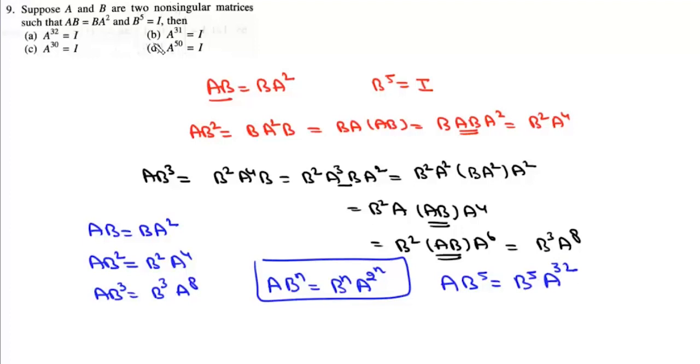Now B to the power 5 is I, so we can write A to the power 32 equals A, and A and B are non-singular. If we multiply it with its inverse, we can write A to the power 31 is equal to I, and that's your option B.